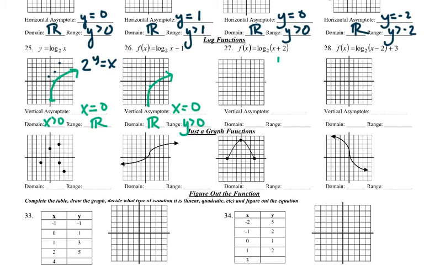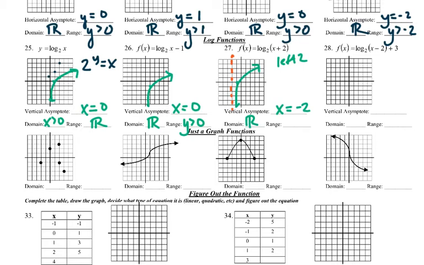But this one's going to go left 2. So again, I'm taking my point 0, 1 and going left 2, and I'm taking my asymptote, which was the x-axis, and taking that left 2. So it's going to be like that. So the vertical asymptote would be at negative 2. Domain is all real numbers.